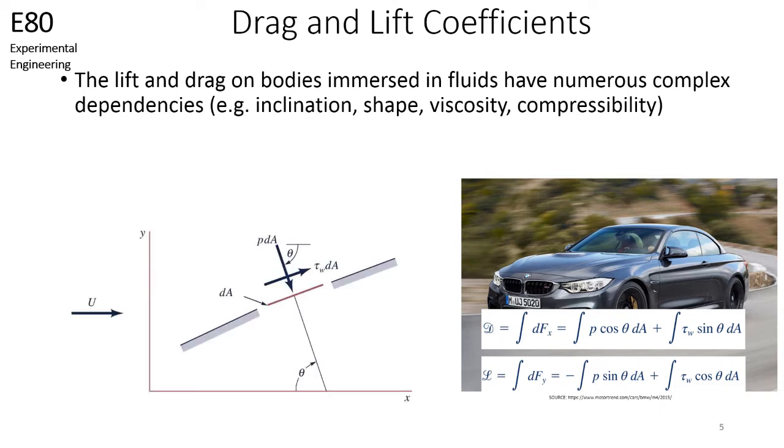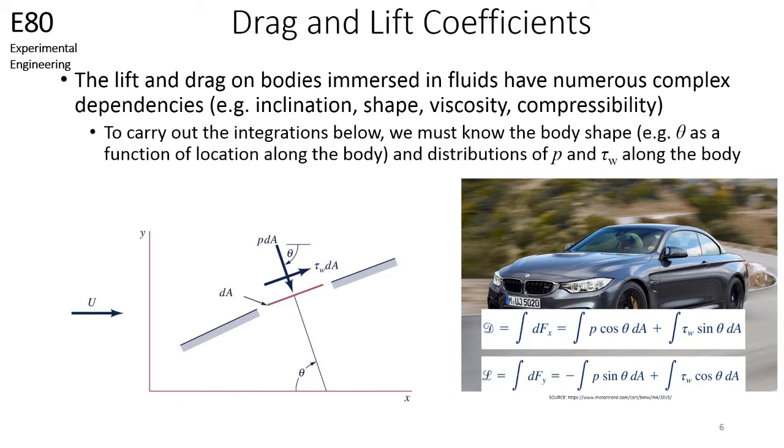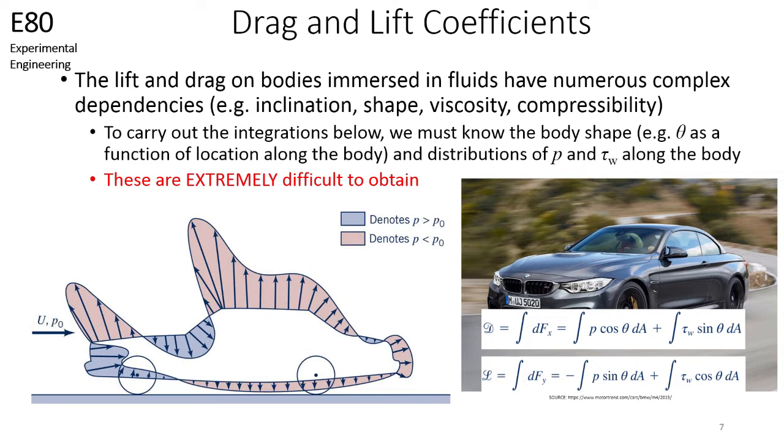And here, you can see the pressure and shear forces on a small element of the surface of the car. You would need to carry out the calculations on this small element on the car's surface. To carry out the integrations for lift and drag force for the entire car, we must now know the shape of the entire car. We would then need to know how theta changes as a function of location along the surface of the car, as well as the distributions of pressure and shear stresses at each location. This is not easy. As a matter of fact, knowing how theta, pressure stress, and shear stress vary along the car is extremely difficult and time-consuming.